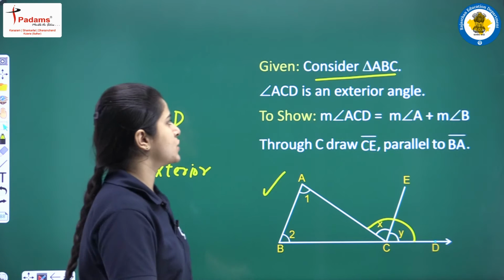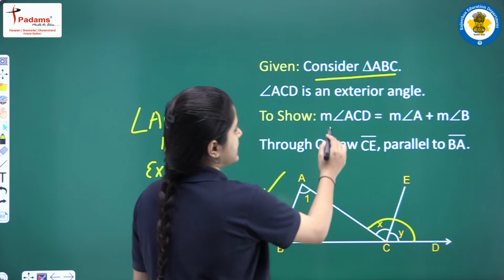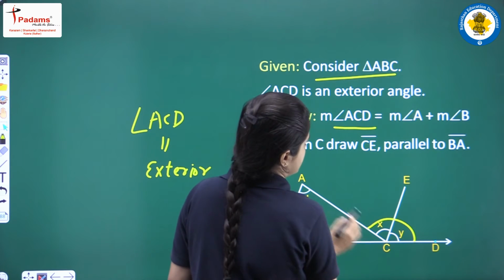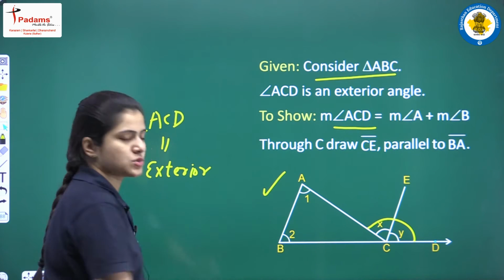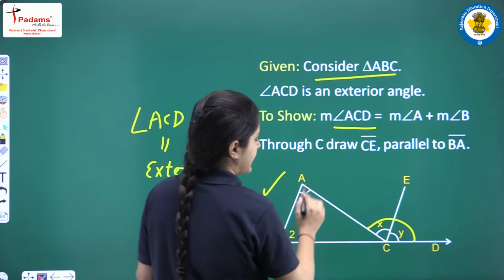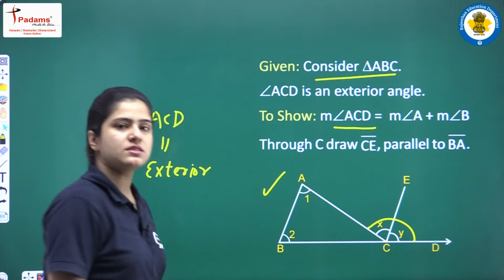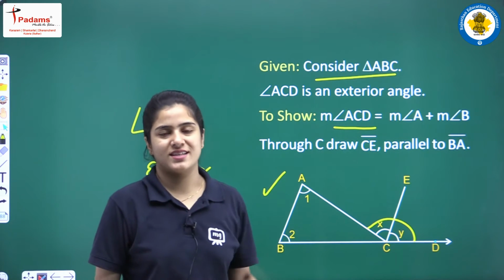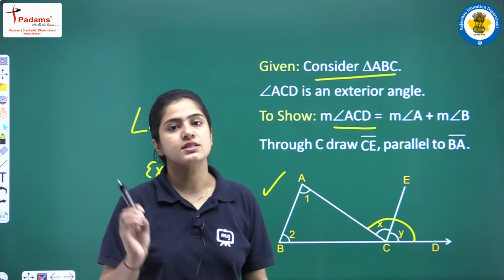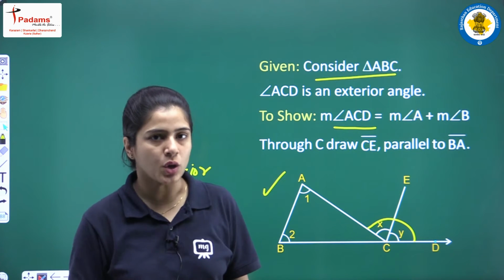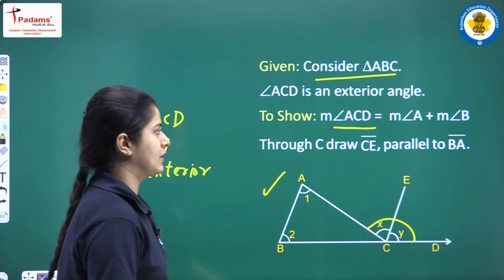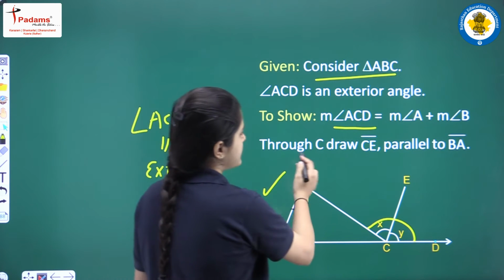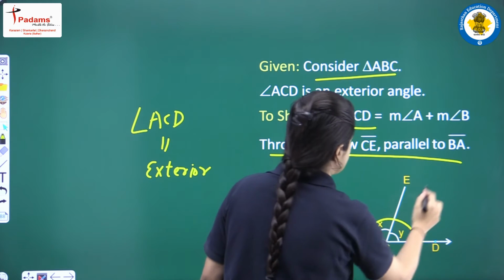Okay students, so now we have to show that the measure of angle ACD, this angle's measure, is equal to the sum of the measures of these two angles, that is, measure of angle A and measure of angle B. Okay students, so we have to show this thing. We have just stated the statement, but now we are going to discuss why it is so. Okay students, have a look. Draw through C a line CE.